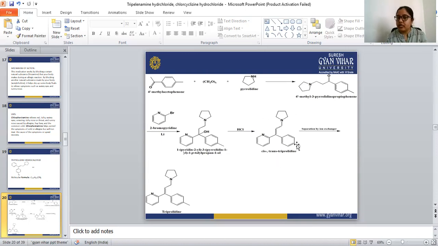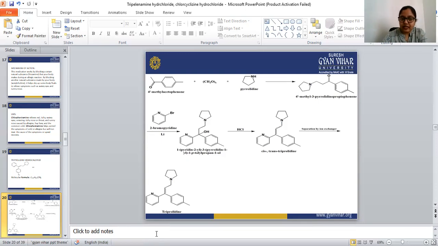After that, the separation of this cis and trans can be done with an ion exchanger. After the separation, we get our product triprolidine. So this is the synthesis of triprolidine.